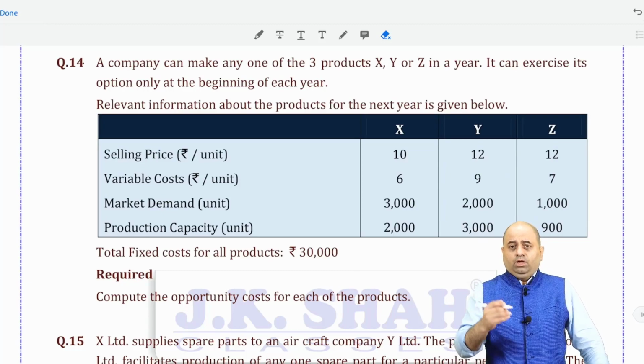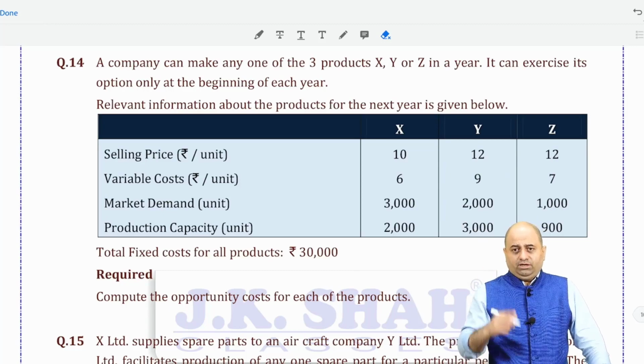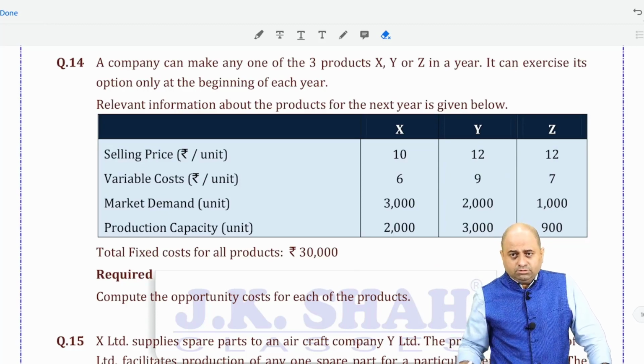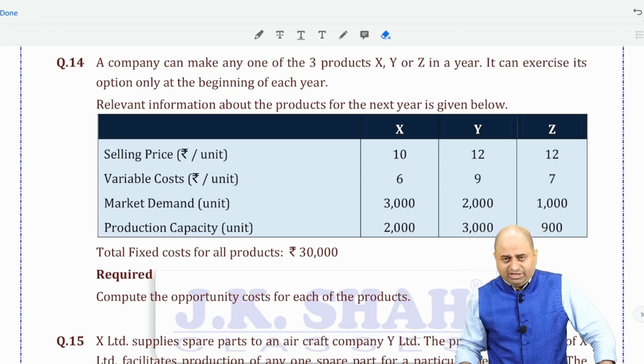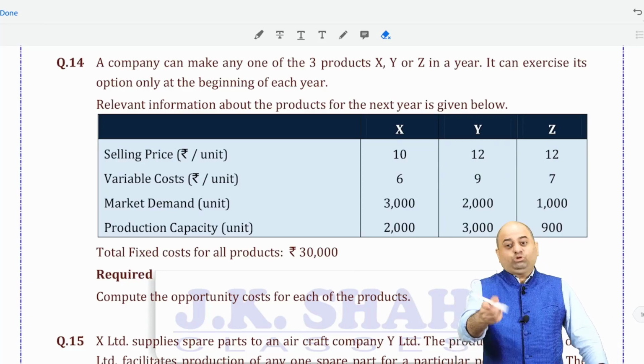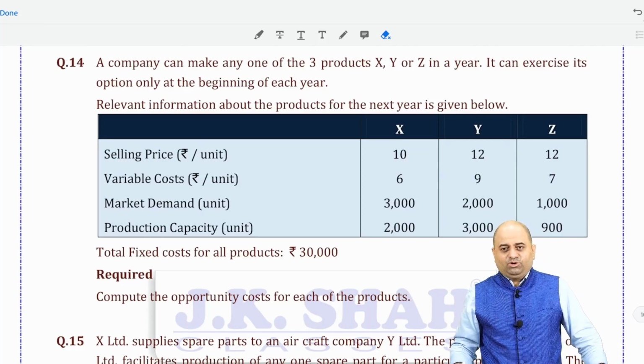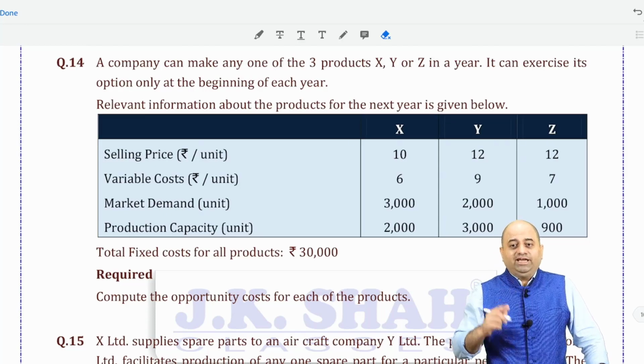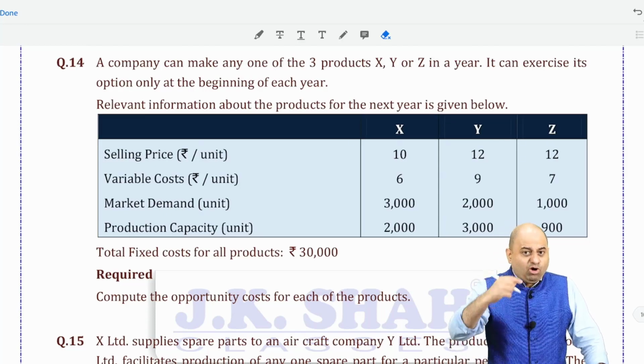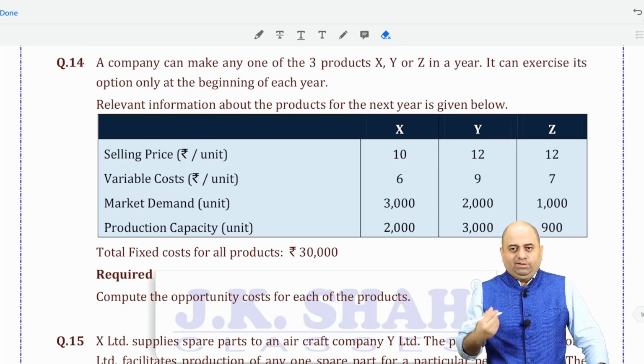What I'm saying: you calculate contribution per unit for all three products, which is very simple. SPPU and VCPU are given. Then you find out total contribution. Now, how to find out total contribution? You have to take lower of market demand and production capacity.